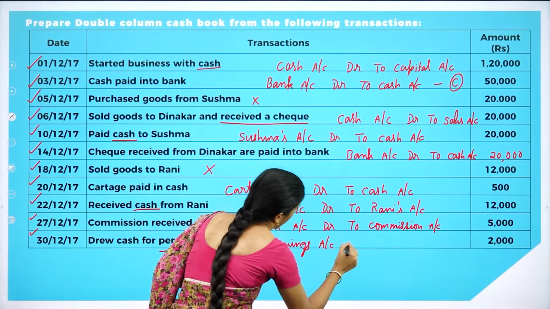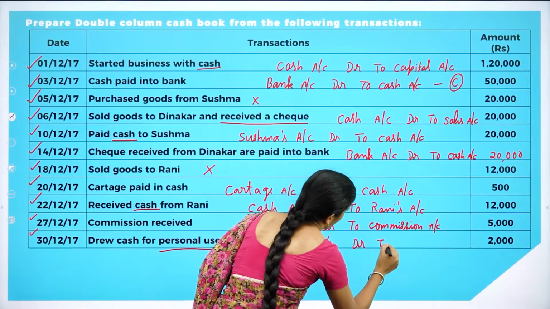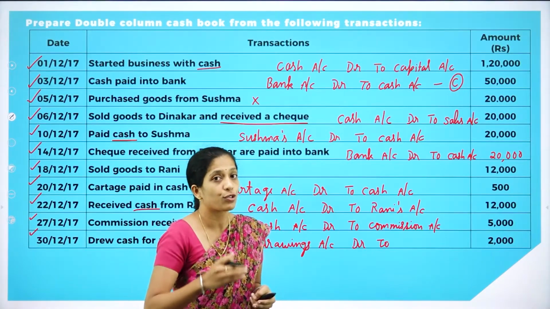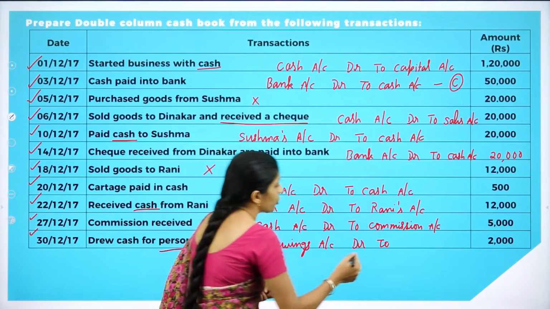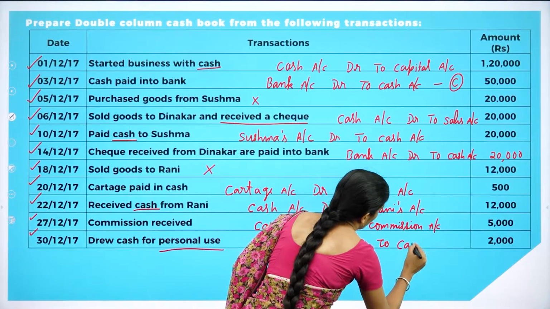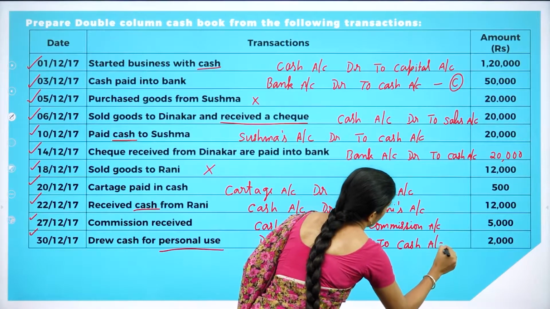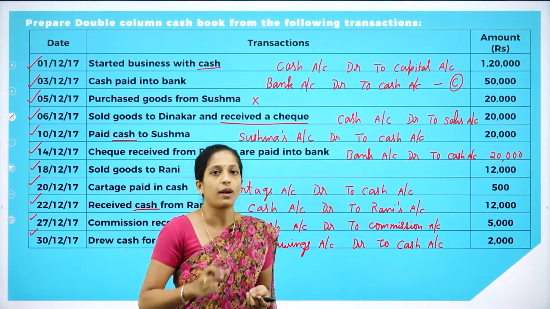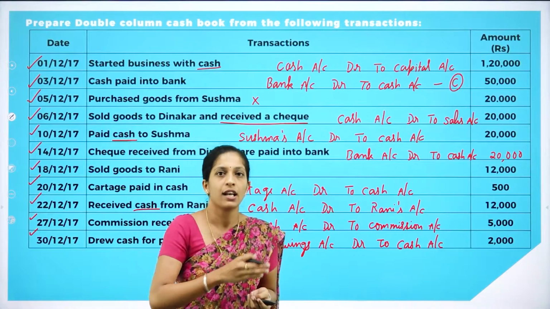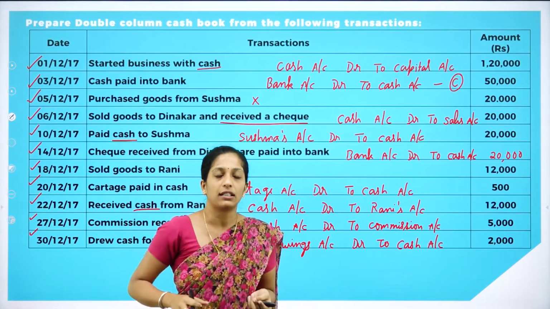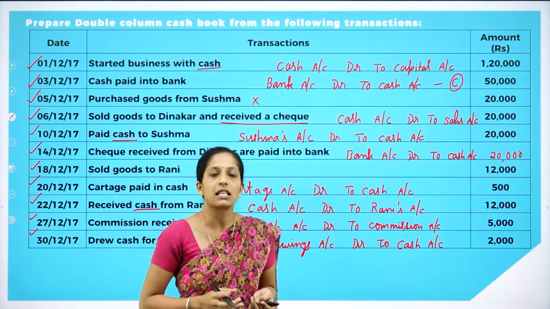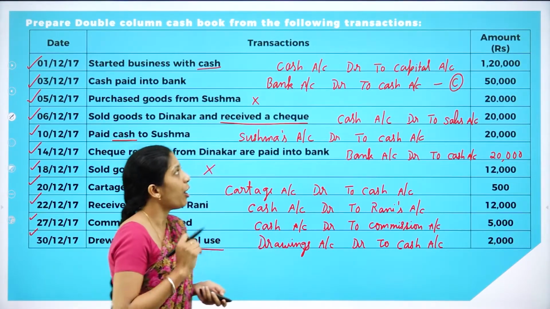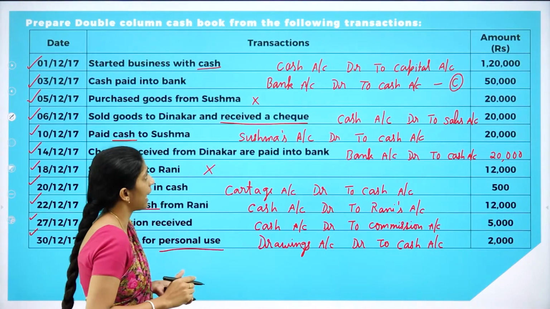Drawings account debit to. So when cash is withdrawn for personal use, what goes out of the business? Cash goes out of the business. So to cash account. Now we have seen all the journal entries. It is not necessary to write the journal entry. For better understanding, I have written the journal entry so that it will be easy to record in a double column cash book. Now we shall see how we have recorded in a double column cash book.